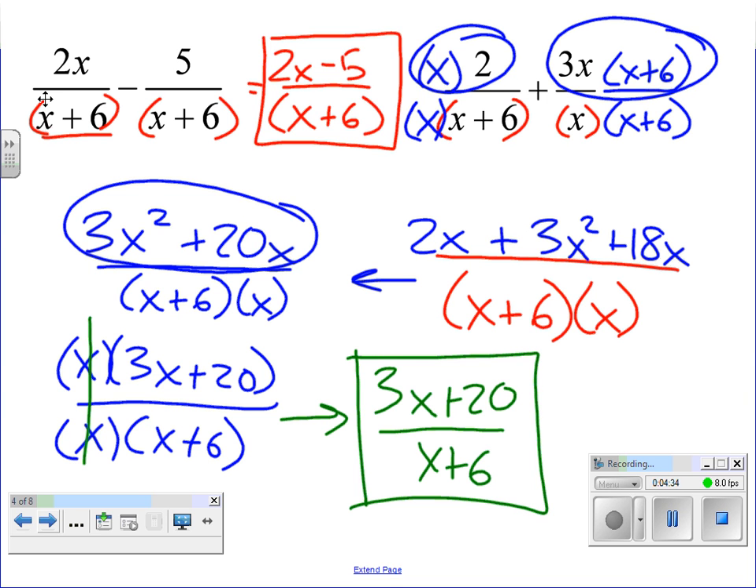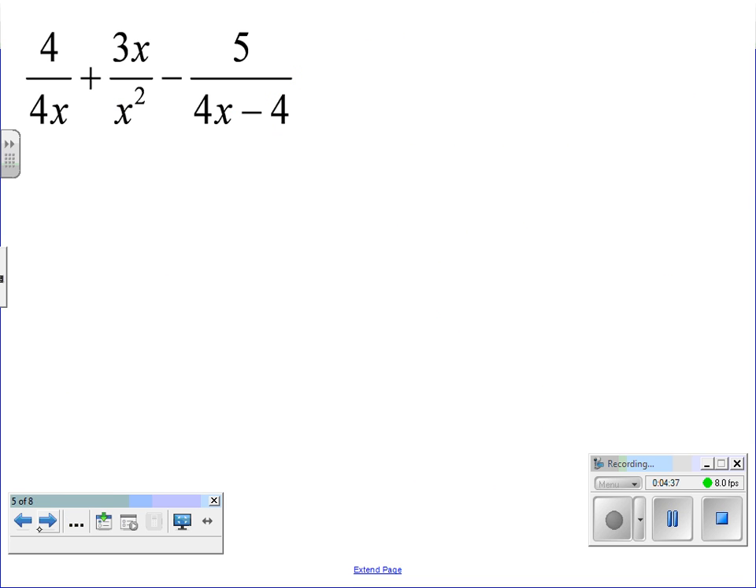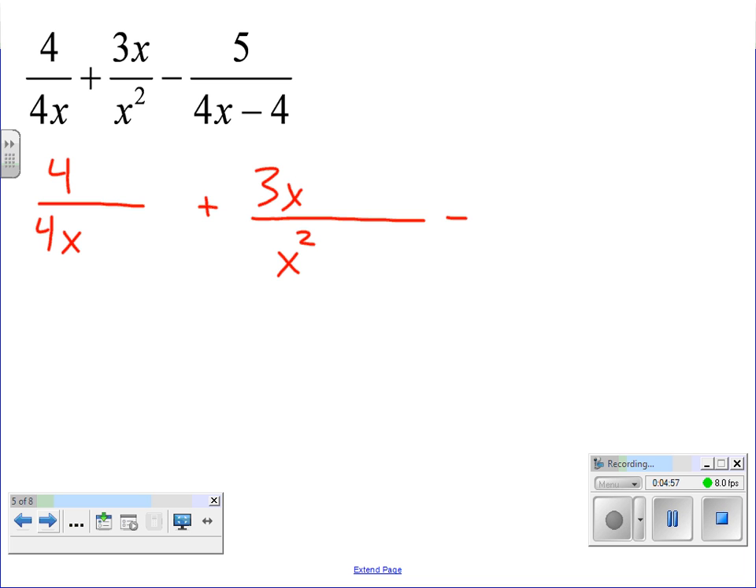Okay? I'm going to show you one more example. It has several things. Now the first thing I'm going to do is I'm going to basically rewrite this problem and give myself a little space. I'm going to write 4 over 4x. I'm going to give a little more space and put 3x over x squared. And then I'll go minus 5 over 4.